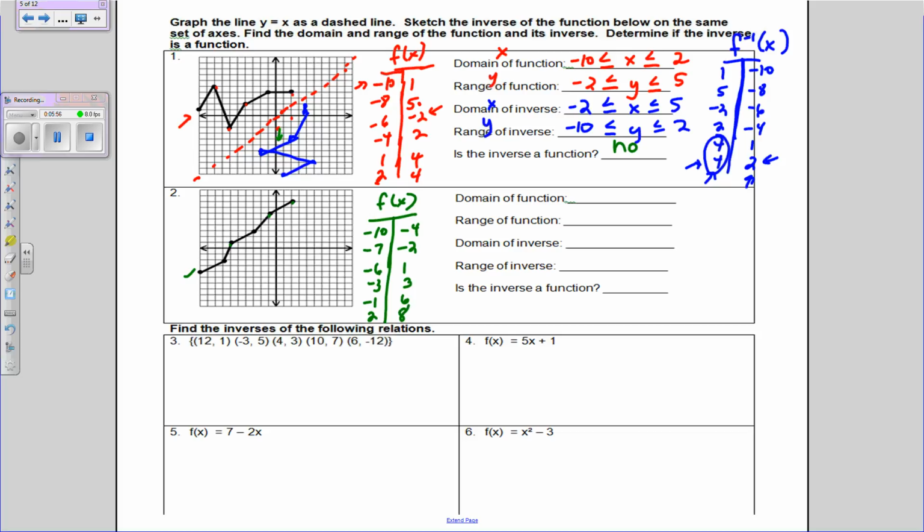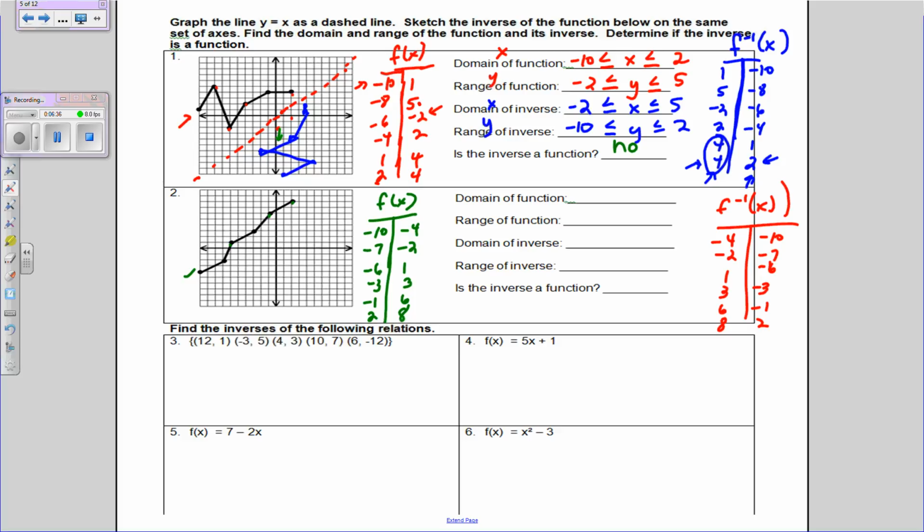And for the inverse, I'm going to switch the ordered pairs, f inverse of x, and make your table. I'm going to put the y column in x: negative 4, negative 2, 1, 3, 6, and 8. And the x column in y: negative 10, negative 7, negative 6. I started copying the other one again. Negative 3, negative 1, and 2.